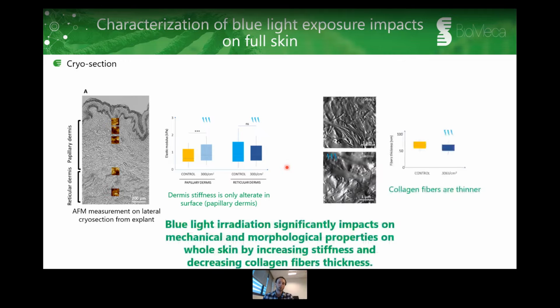At last, we checked the collagen aspect in the papillary dermis and found that collagen fibers are thinner after blue light exposure compared to the control. And this is represented on this graph, where you can see that we have a decrease in the thickness of the collagen fibers. So taken together, these results indicate that blue light irradiation significantly impacts mechanical and morphological properties of whole skin by increasing stiffness and decreasing collagen fiber thickness.